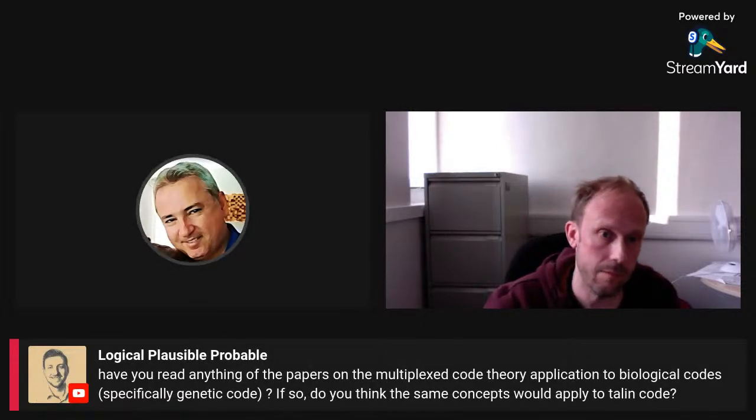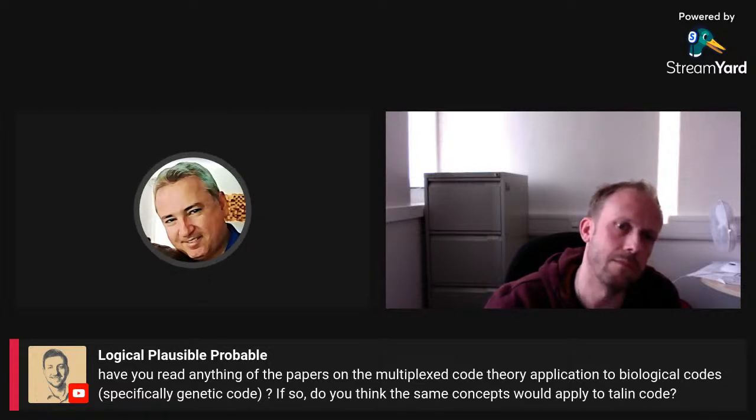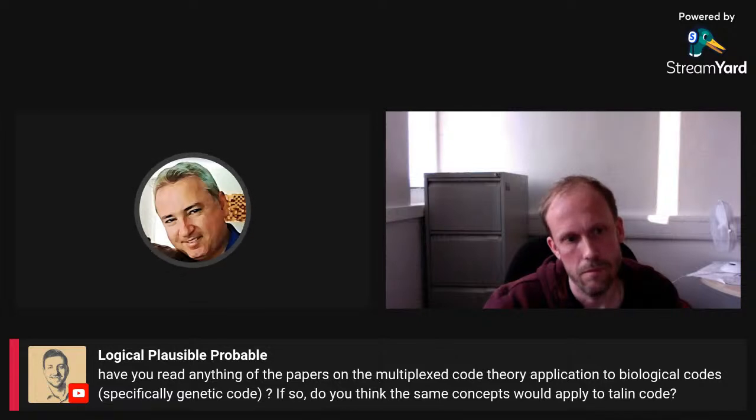Okay, there is another question. Have you read anything of the papers on the multiplexed code theory application to biological codes, specifically the genetic code? If so, do you think the same concepts would apply to Talin Code?